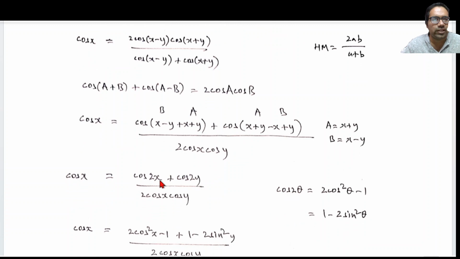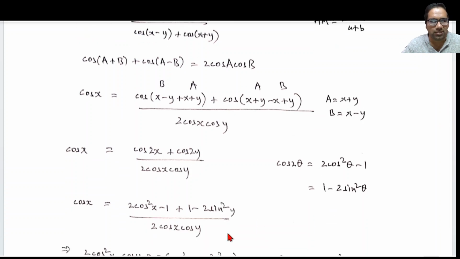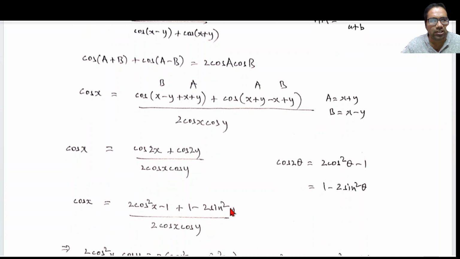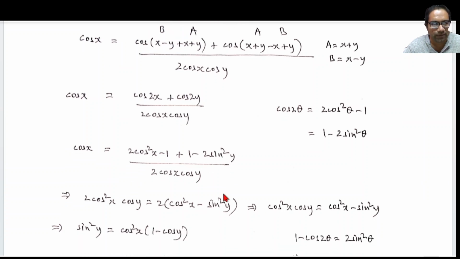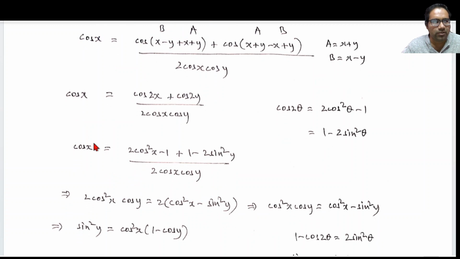So cos 2x + cos 2y, we can write cos 2x as 2cos²x − 1 and cos 2y as 1 − 2sin²y. We can express everything in cos also; we'll look at that later. The 1 and the −1 cancel, so the numerator becomes 2(cos²x − sin²y). If we take the denominator to the left side, this becomes 2cos²x cos y, since cos x times cos x becomes cos²x.